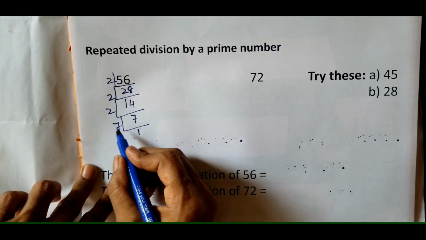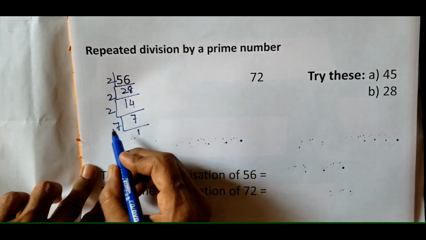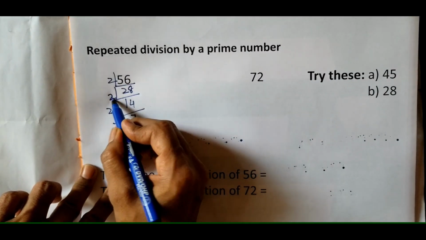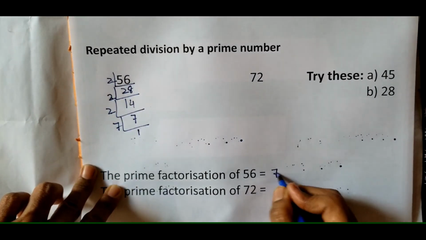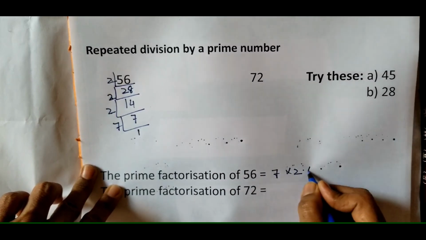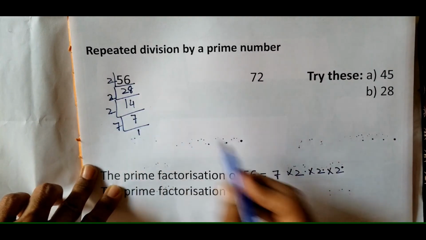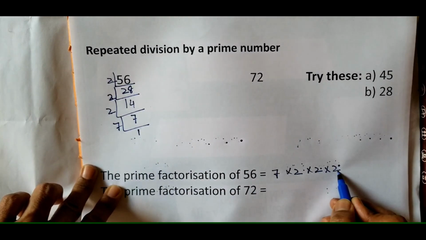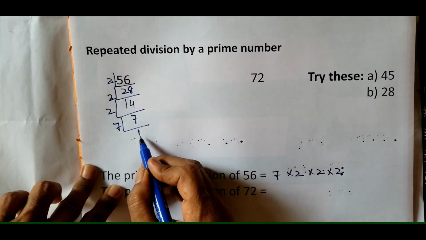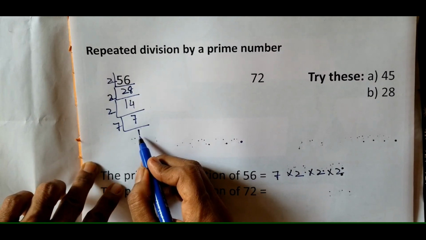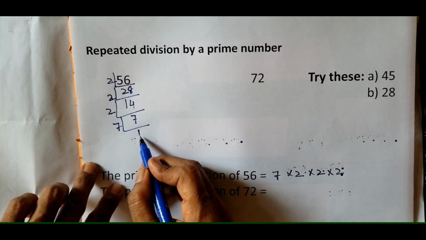So now the prime factorization of 56 will be 7 into 2 into 2 into 2. 7 2s are 14, 28, 28 2s are 56. We will not write 1 because 1 is neither a prime number nor a composite number.